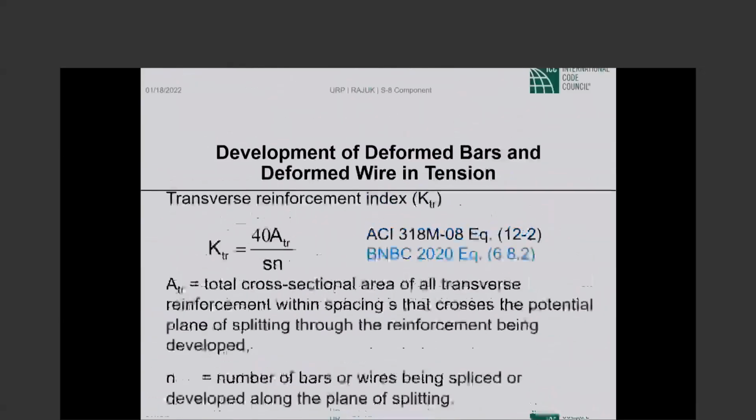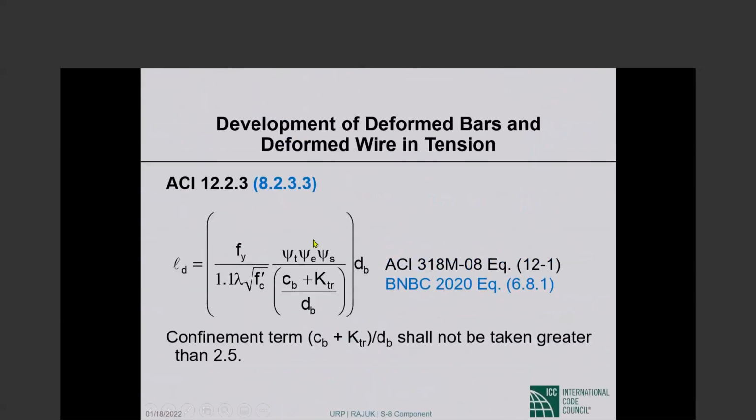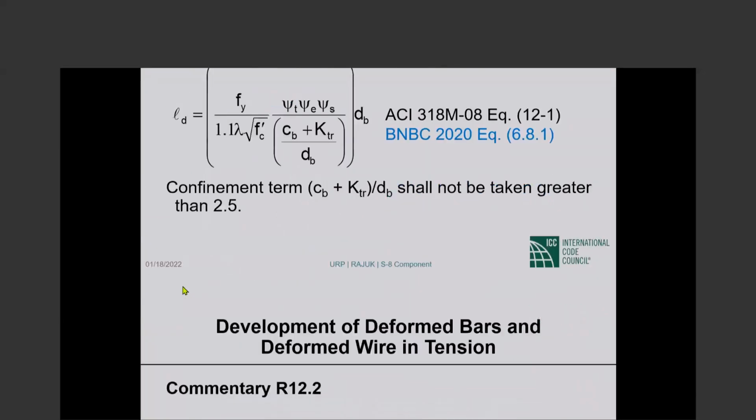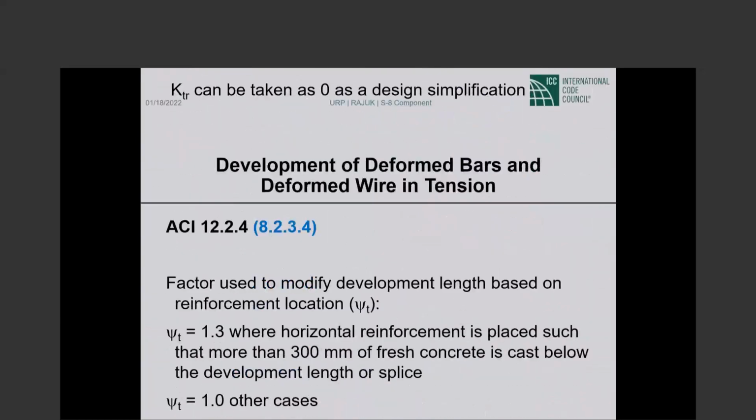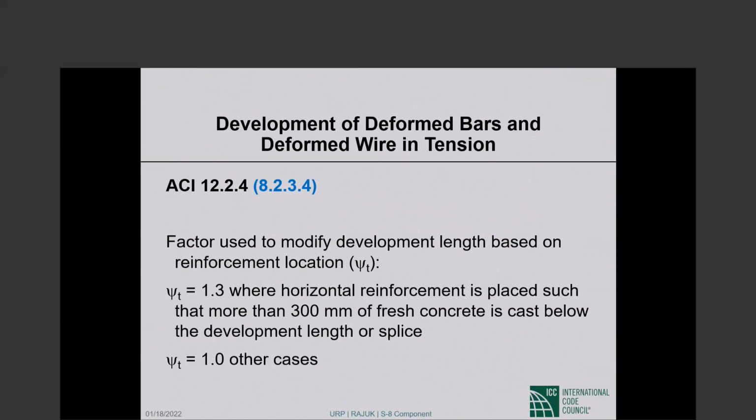I'm trying to get into the various things in this expression. Okay, C sub B, K sub TR, D sub B is just the bar diameter. So the factors psi sub T, psi sub S, and psi sub E. Okay, psi sub T first, the top bar factor. What is a top bar? A top bar is a bar having more than 12 inches of concrete cast in one lift underneath the bar. If you have a top bar, psi sub T is 1.3.